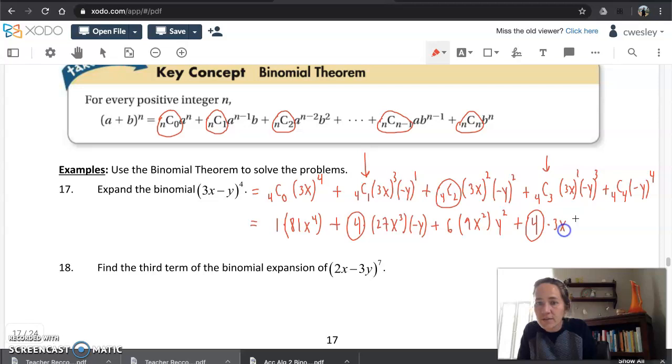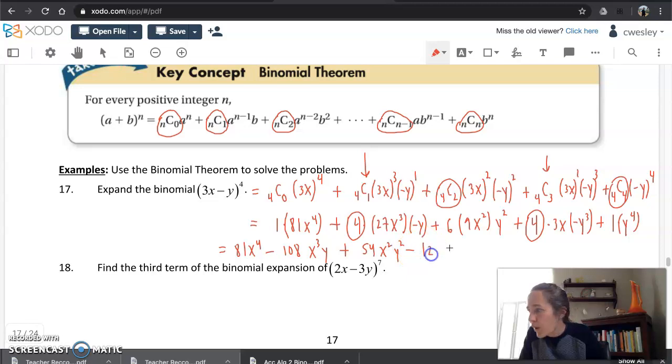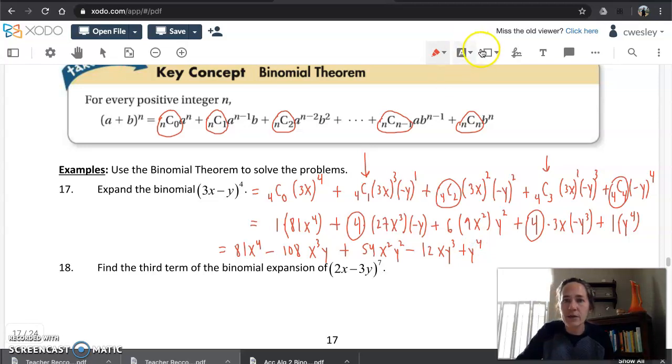So times 3x times negative y to the third. And lastly, how many ways are there to pick all 4 things out of 4? There's only one way to do that. Times, I'll just put regular y to the fourth because a negative, again, to an even power will turn out positive. Last simplification. I like the first term, 81x to the fourth. Second term has to get multiplied. 4 times 27, so minus 108x to the third y. And then plus 54x squared y squared. Minus, how about 12xy to the third, and plus y to the fourth. And we've got that expansion.